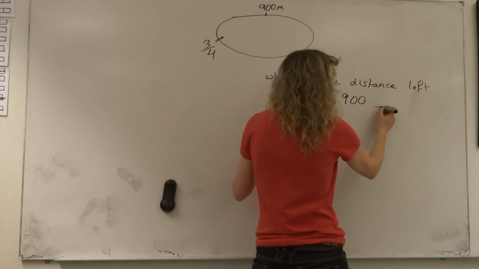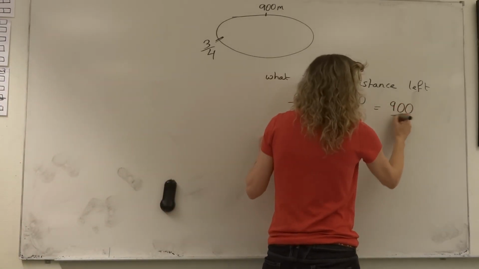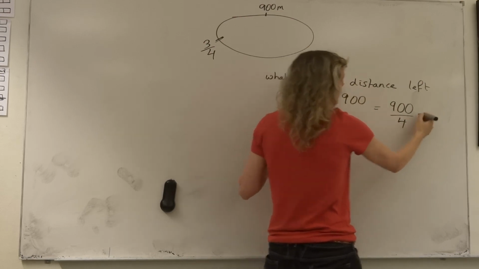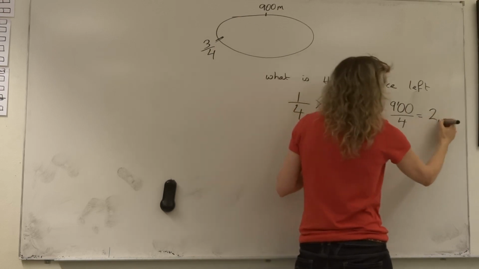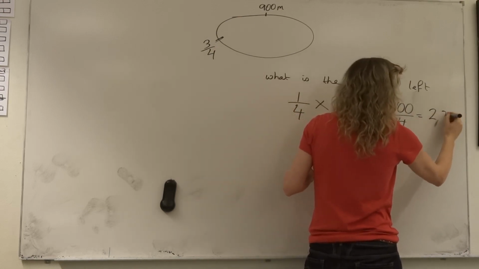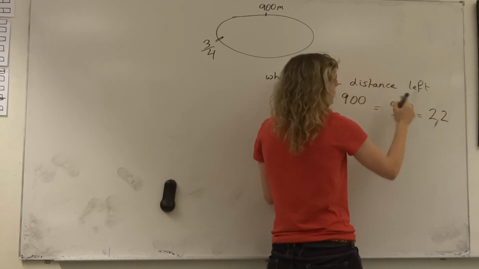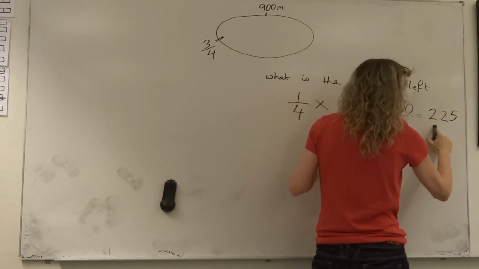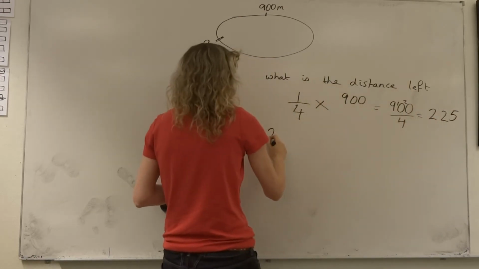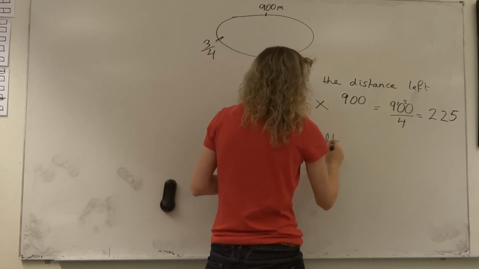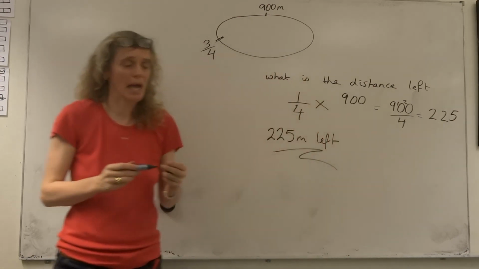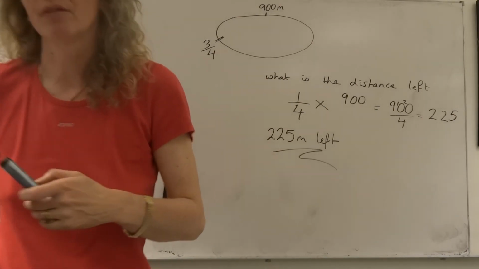So what do we do then? We just do 900 divided by 4. 4 goes into 9 2 times, 1 left over. 4 goes into 10 two times, 2 left over, and 4 goes into 20 5 times. So there's 225 meters left when we've gone 3/4 of the way round. That's how much of a distance we have to go left.